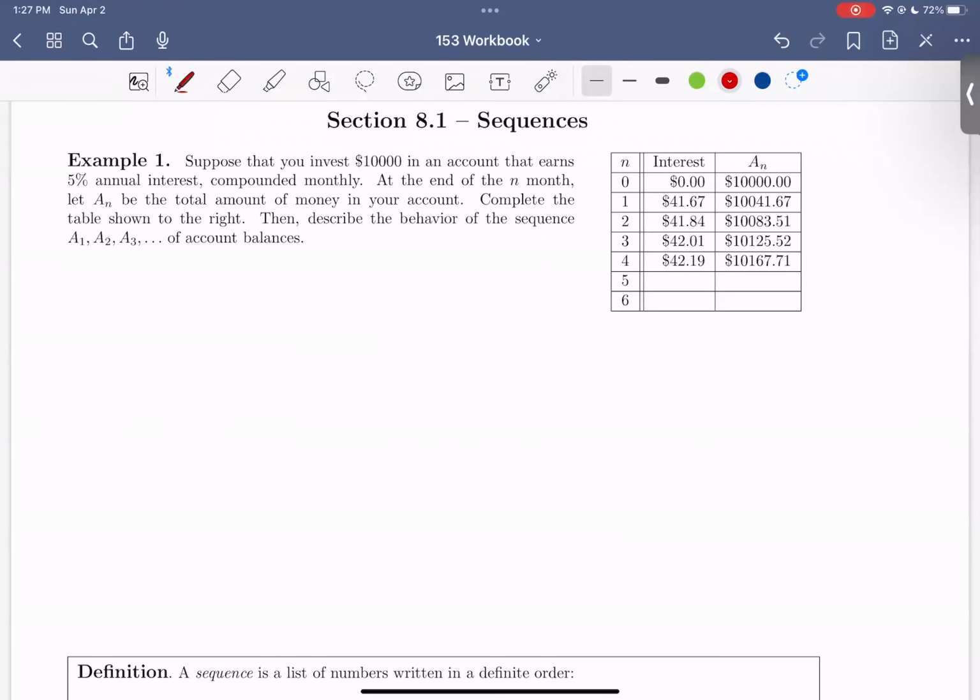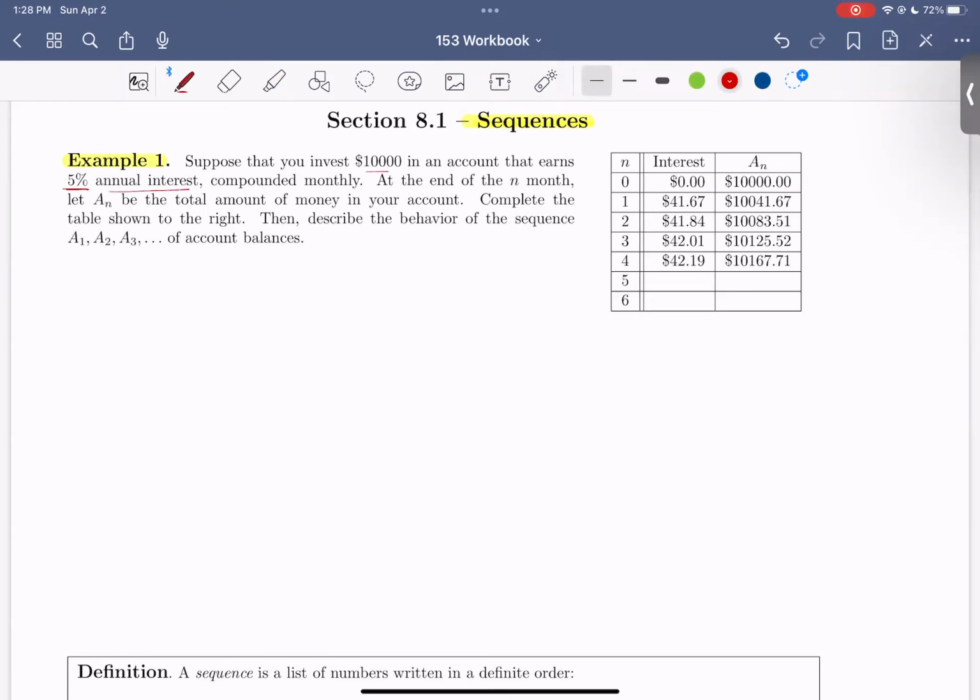Hello, everyone. In this video, we're going to look at section 8.1 in our workbook on sequences. So to get a sense of what sequences are in mathematics, let's start looking at this first example, example 1.